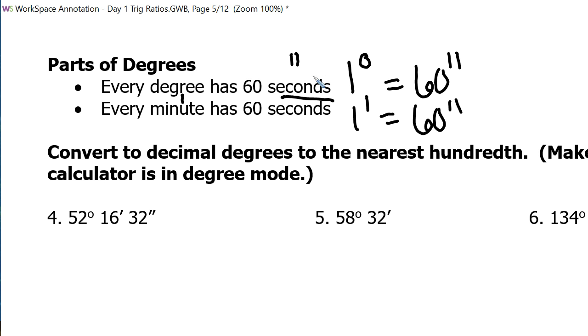Now, number 4. What does this number mean? Well, we all know what this symbol means. What is this symbol? 52 degrees. And then the rest of it is broken up into minutes and seconds. If you see 1 apostrophe, that stands for minute, and 2 apostrophes stand for second. So if you were to read this out loud, this is 52 degrees, 16 minutes, and 32 seconds. So that degree has been broken up into degrees, minutes, and seconds.